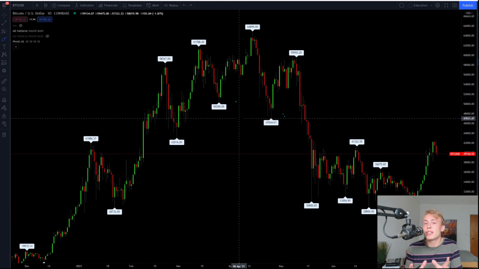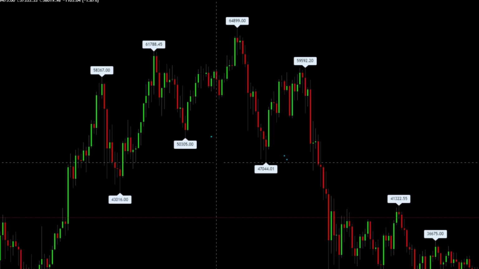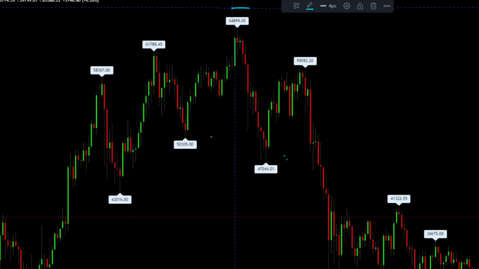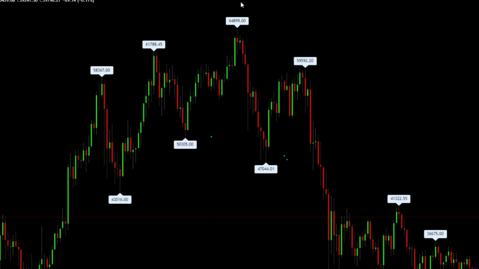But the reason that these pivot points look so good is that these ones actually need 10 candles on the left and 10 candles on the right. So in the case of, for example, this high right here, in order for this to be a pivot high, according to the indicator we are using right now, it needs to have 10 candles with lower highs to the left and 10 candles with lower highs to the right. And this is why this chart looks so good right now.